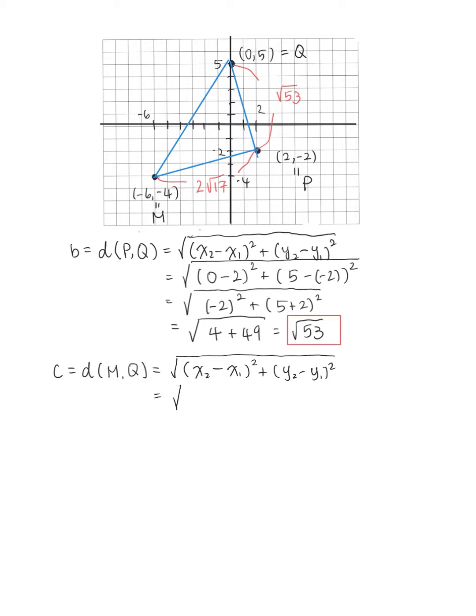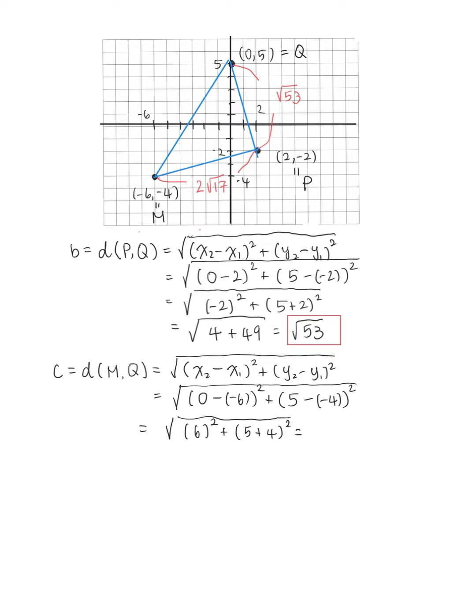All right, now let's go. So here you're going to have, which one was X2 again? X2 is, what was it, 0? Okay, so you got 0 minus 6 squared, and then plus Y2, 5, minus Y1 is negative 4 squared. Whole thing in a square root. So this becomes the square root of just positive 6 squared, and then plus 5 plus 4 squared.